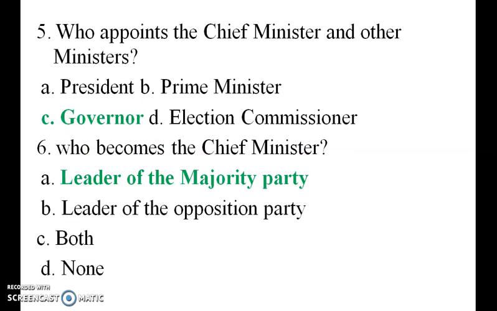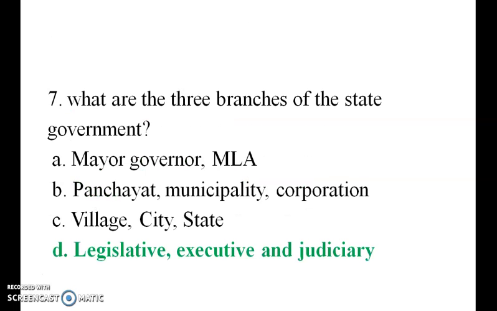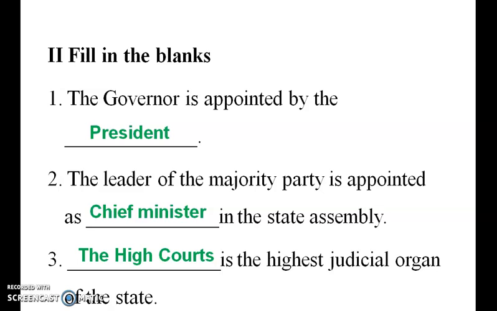Who appoints the chief minister and other ministers? Pathina, the governor. Governor the appointment. Answer the governor. Who becomes the chief minister? The majority party, நிறைய members இருக்கிறவங்க அதில் leaders, so leader of the majority party, அதான் answer. What are the three branches of state government? Legislative, executive and judiciary.